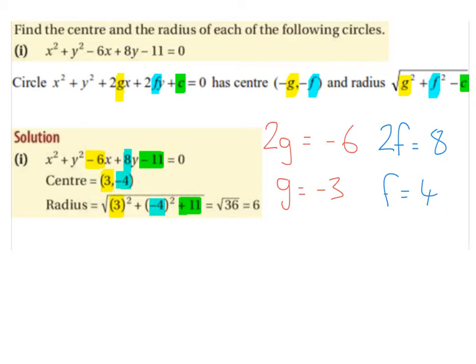Now we need to figure out the radius. So we're going to use this formula, the square root of g squared plus f squared minus c. So we know that g is minus 3, we know that f is 4, and in our formula we can see that the constant at the end is minus 11, so the c is minus 11. So we have square root, g squared is going to be minus 3 squared, plus f squared is going to be 4 squared, and then we have minus c, which is minus 11, which is plus 11. So we end up getting the square root of 36, which is 6. So the radius of our circle is 6.